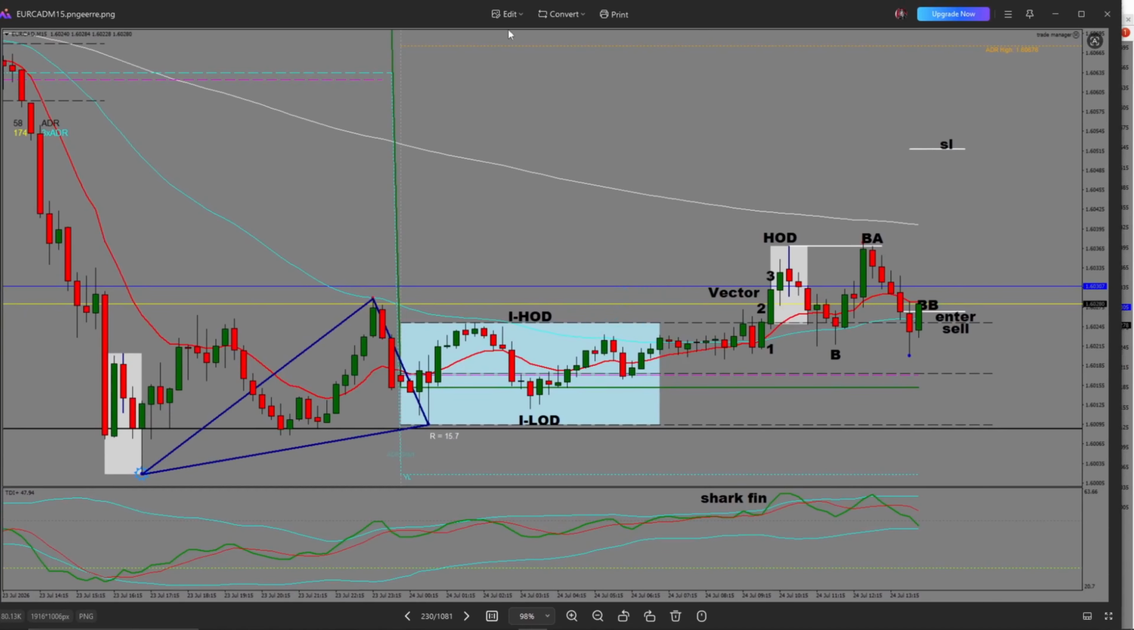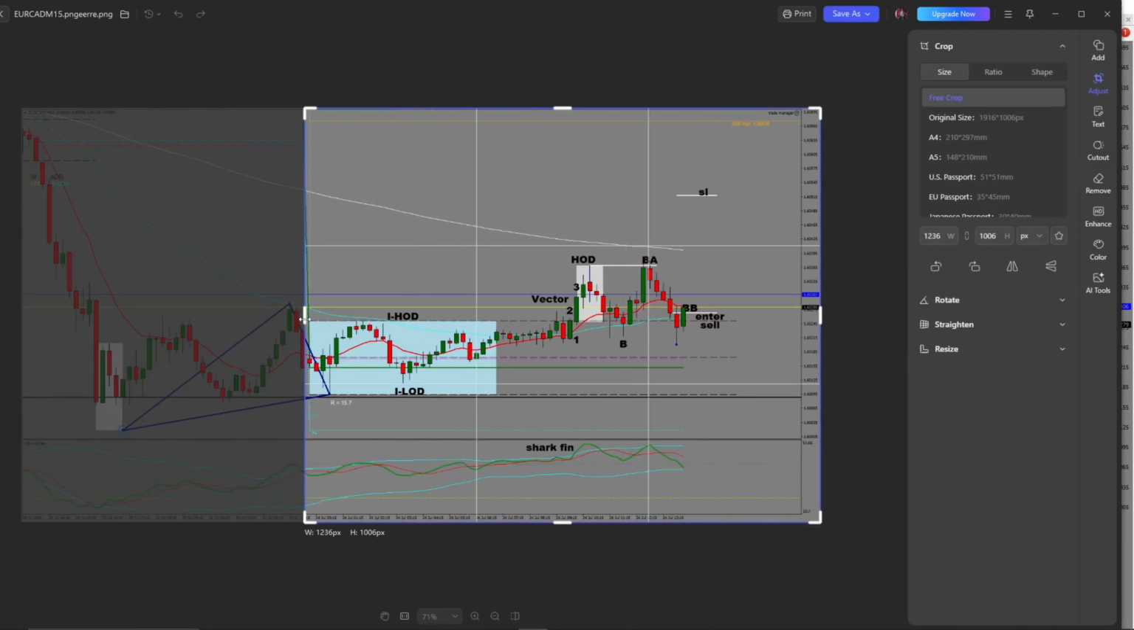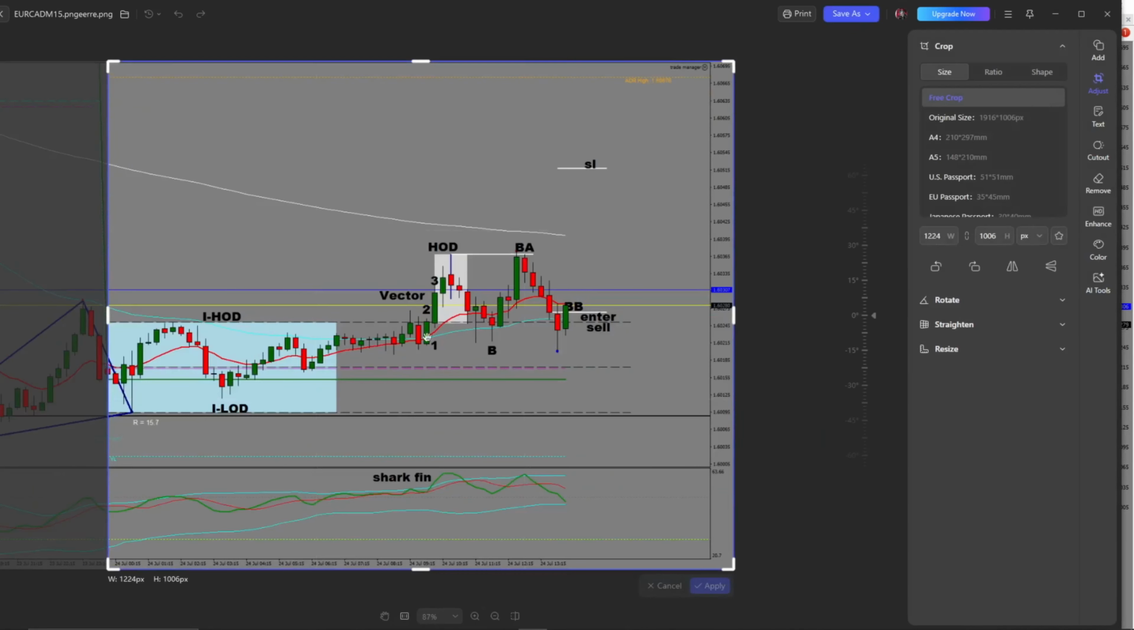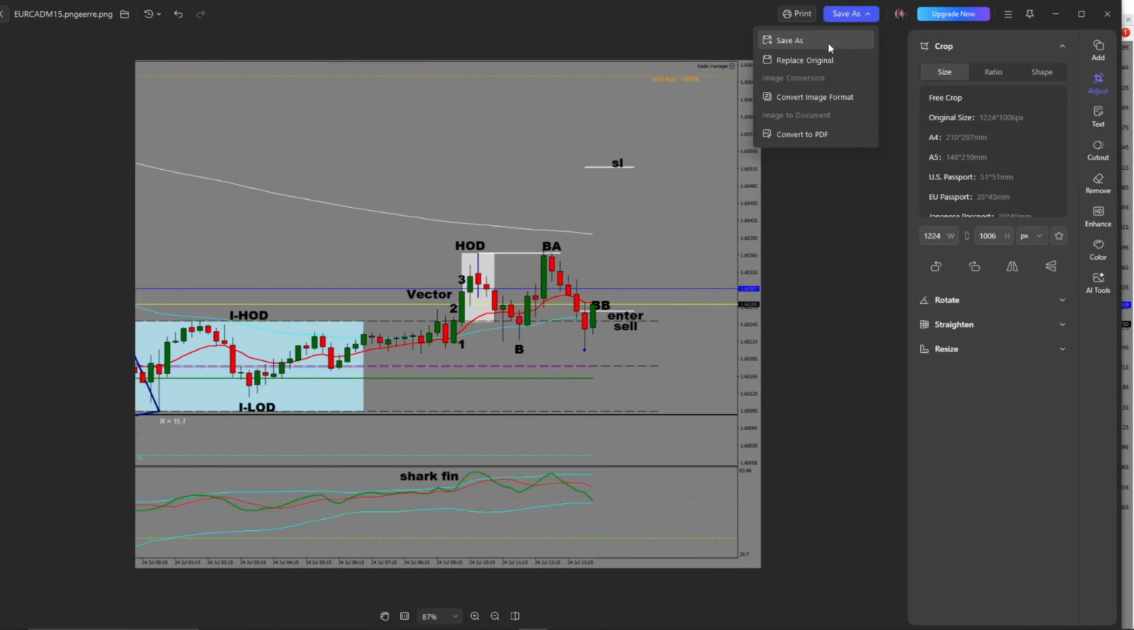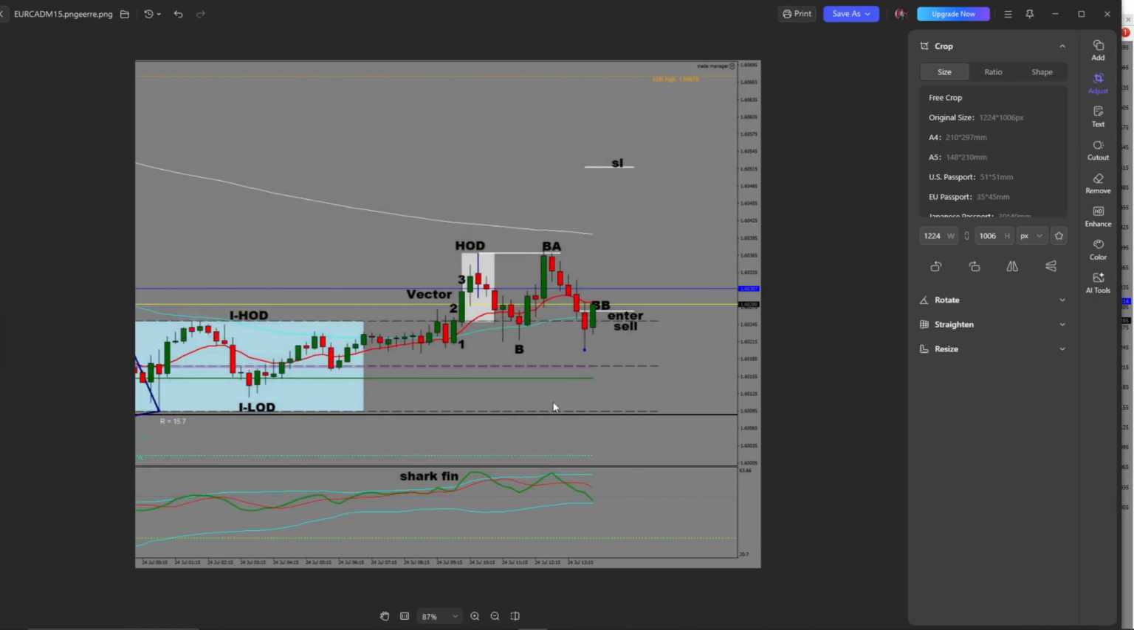So you can see the picture I've taken. If I don't want this, I can edit it. I can crop it like that and apply and save as a copy. Okay, so you can just save copy. Now you can see how my image looks.